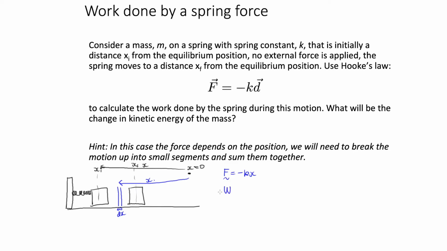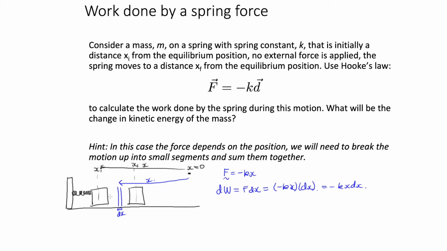So the work done, dW, we're calling it dW because it's just a small amount of work because the spring is just moving a small distance, is equal to F dx. And so this is equal to minus kx times dx. And so that's just minus kx dx.